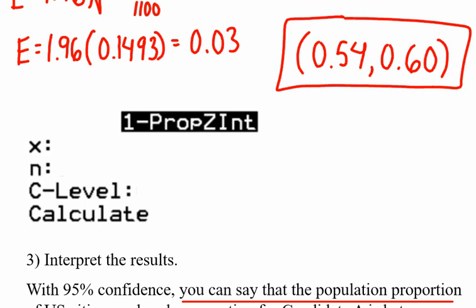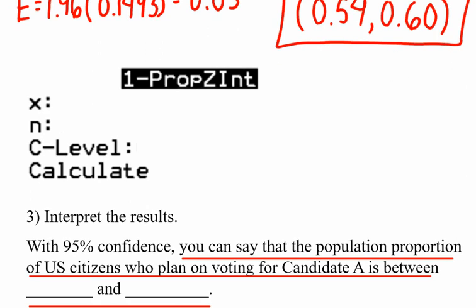If you want to do this in the calculator, you would go to 1 proportion z interval. You would enter x. What is x? X is the number of successes, which was 627. N is our sample size, 1100. And the confidence level is 0.95.